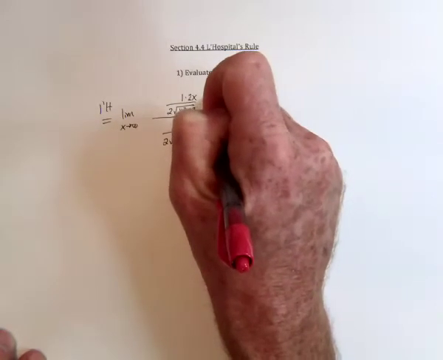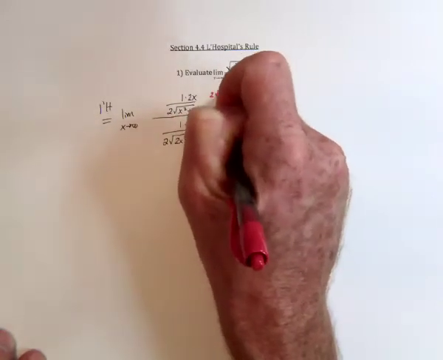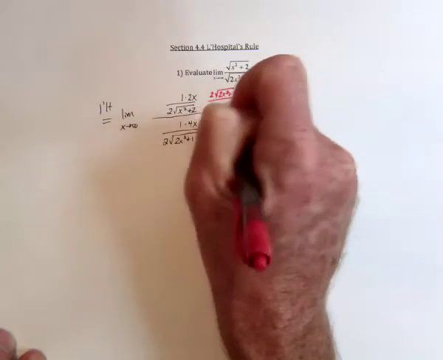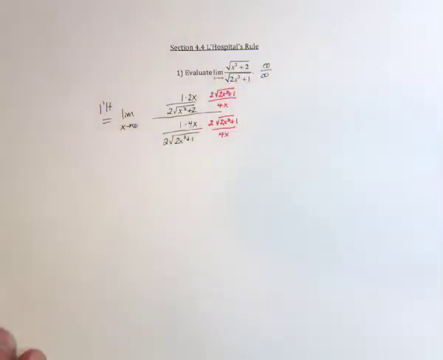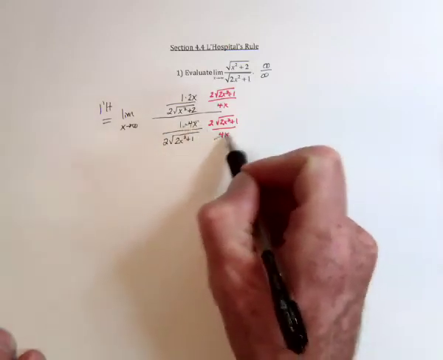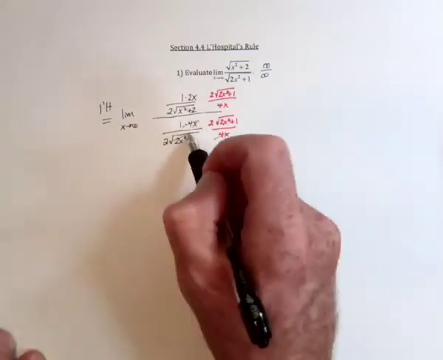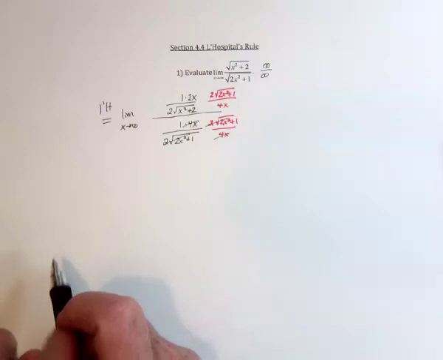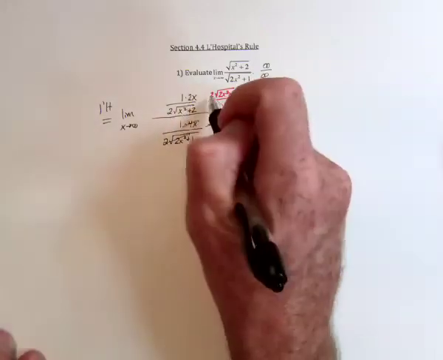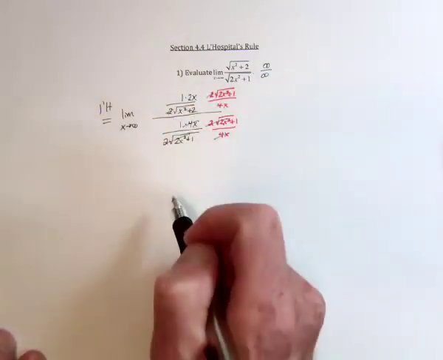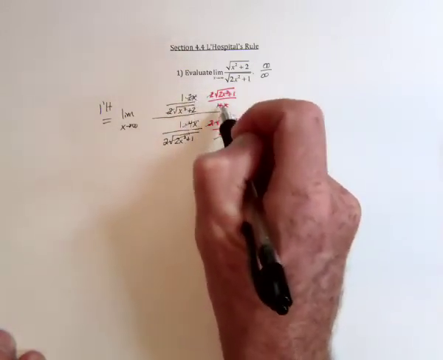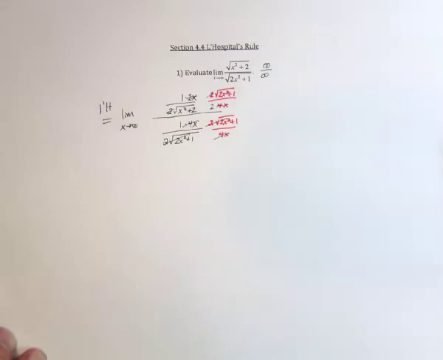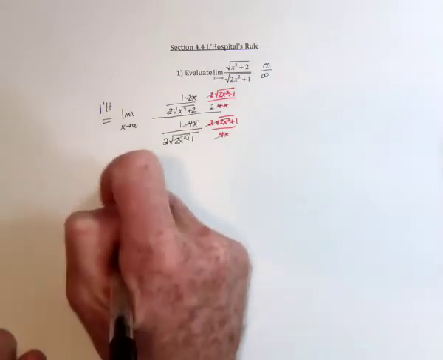And do that for the top and the bottom. 2 square root of 2x squared plus 1 divided by 4x. So that these can cancel. These can cancel. Also over here, well, these 2's will cancel. These x's will cancel. And 2 will divide into 4 2 times. That was a lot of canceling.